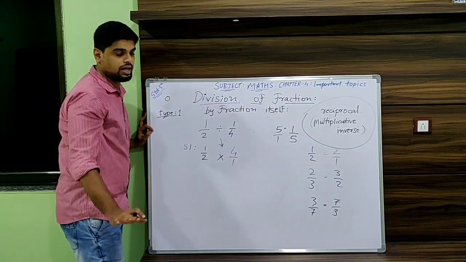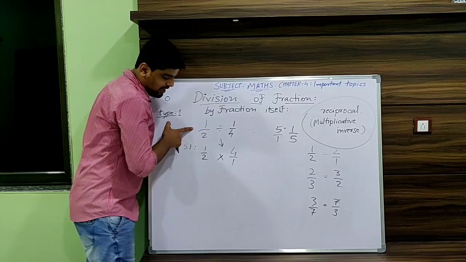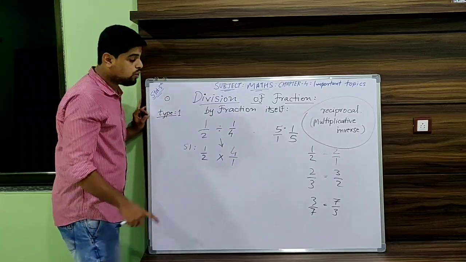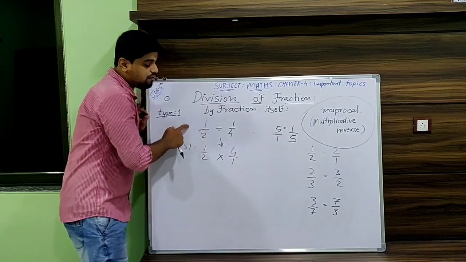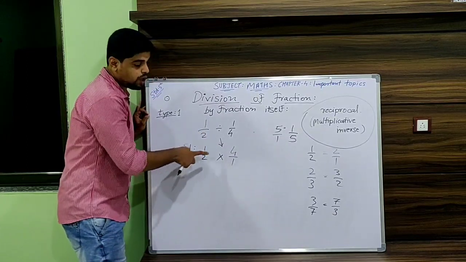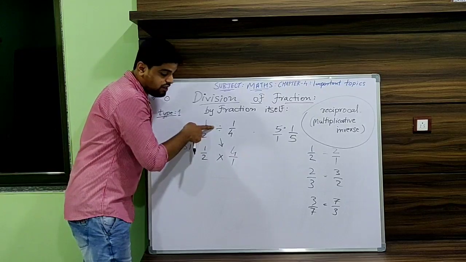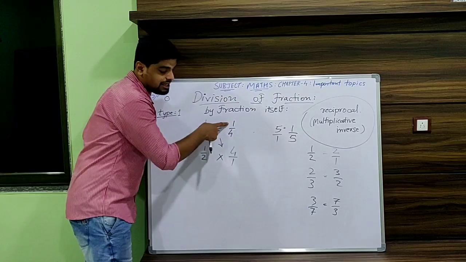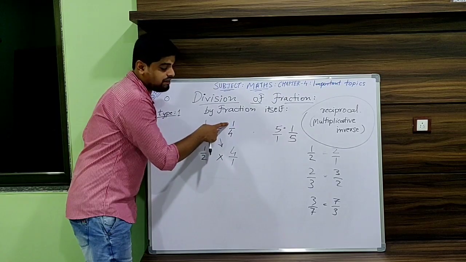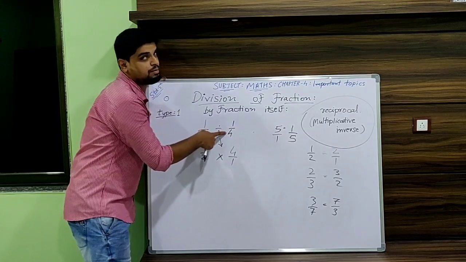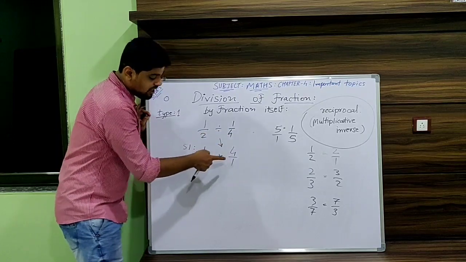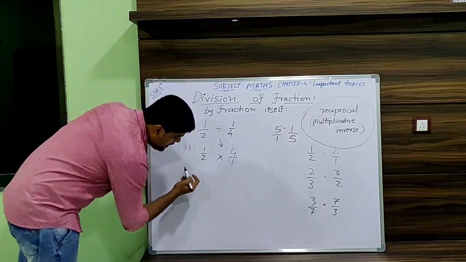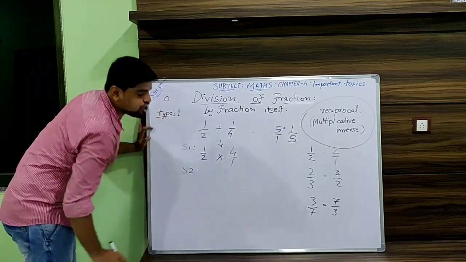Again, let's do it again. If a number is given like that, 1 by 2 divided by 1 by 4, in step 1, what you have to do? You have to write the first term as it is. You have to change the sign of division to multiplication. And finally, you have to take reciprocal of the second term. That is, if the number is 1 by 4, its reciprocal becomes 4 by 1. Now, if this equation is clear, then you can simply do multiplication in step 2.